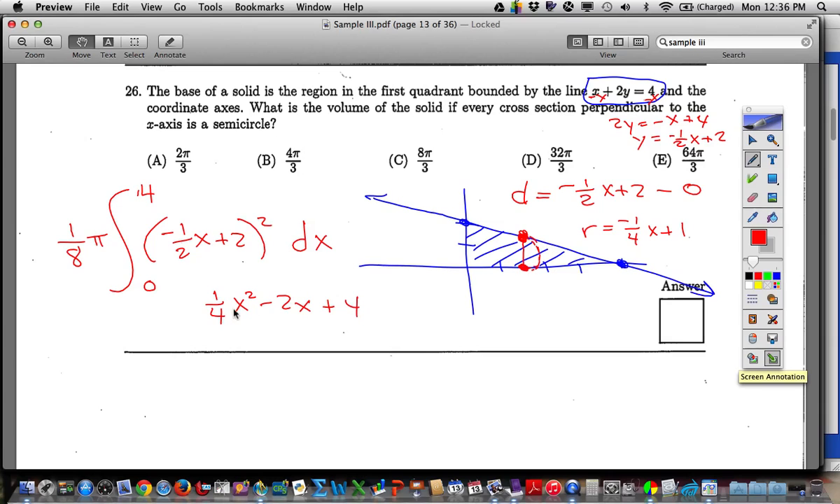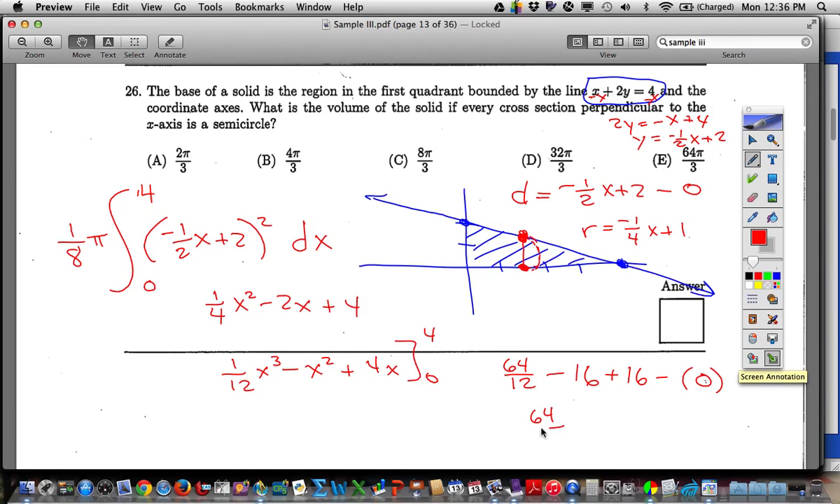Now I got to do my antiderivative. So raise that up to a 3, divide by 3, that'd be 1/12 x cubed. Raise that up to a 2, divide by 2, that'd be minus x squared. Antiderivative of 4, 4x. And I've got to do that from 0 to 4. And I got the 1/8 pi that I have to not forget about, and I could do that at the end. So I put my 4 in here, I get 4 cubed is 64 over 12. Minus 4 squared is 16. Plus 4 times 4 is 16. Oh, that's nice. And then minus, I put 0 in, is 0 for all that.